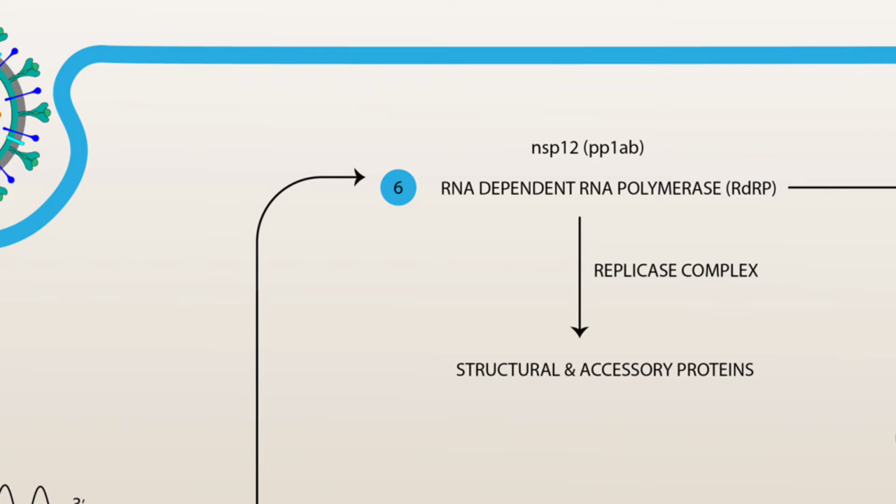Step 6. RNA-dependent RNA polymerase or RdRp is an important non-structural protein produced from NSP12 of polyprotein 1AB. It is a part of replicase complex and plays a crucial role in the production of structural and accessory proteins.